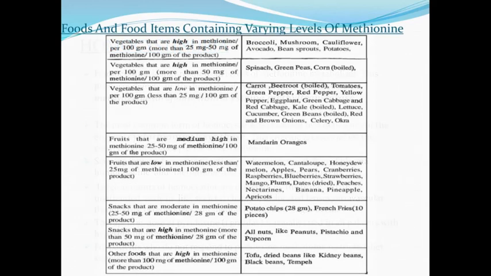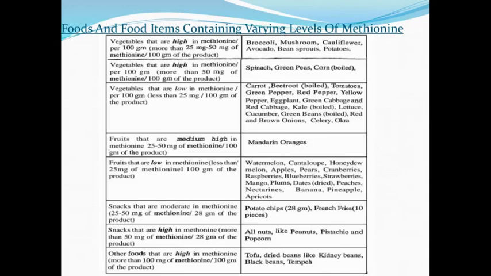So next, moving on to foods and food items containing varied levels of methionine. This is the tabulation of which foods contain a high amount of methionine and which contain a medium amount. So basically, by looking at the methionine content, you can prescribe that in the patient's diet.